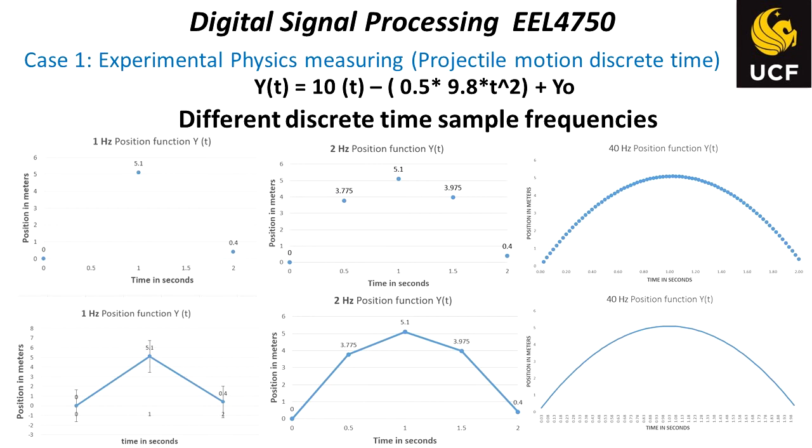Now let's see the comparison between 1 Hz, 2 Hz, and 40 Hz. We see that the more samples we take, the better fit we get to this parabola that represents the position function of the ball in the y direction. Remember, the y-axis of these graphs represents position in meters, and the x-axis of these graphs represents time in seconds.